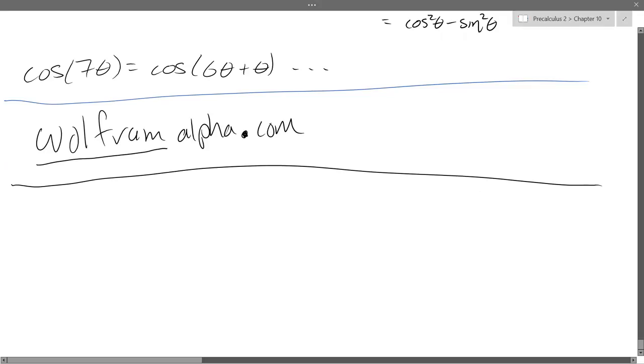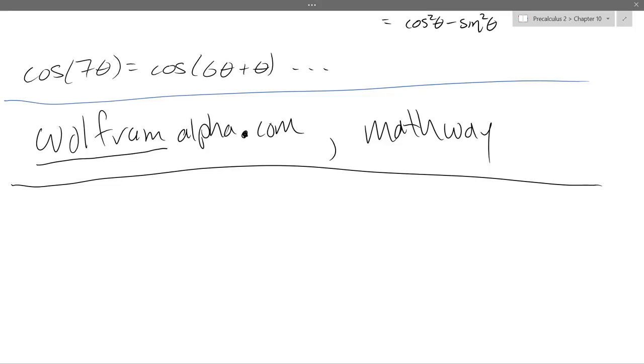Isn't there another really useful website that will actually solve equations? MathWay? What is it called? MathWay. So if you haven't heard of MathWay, that's another good one. And there's one where you can take a photo on your phone and it will turn your photo into steps to solve it. Is that MathWay? Yeah. Okay. So that could be useful too.